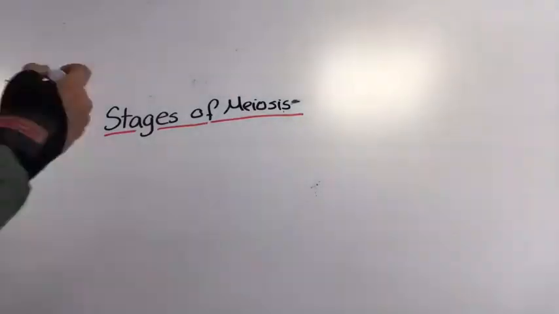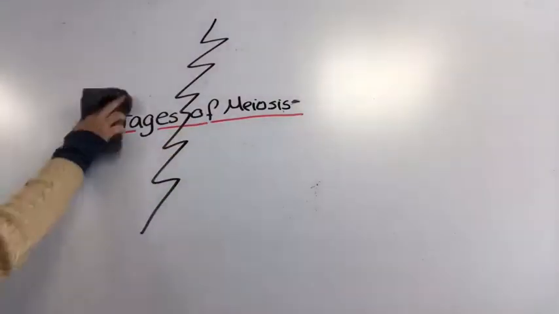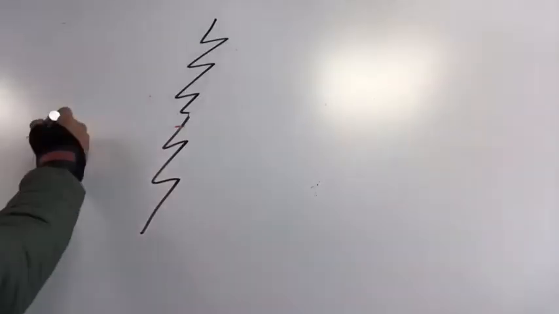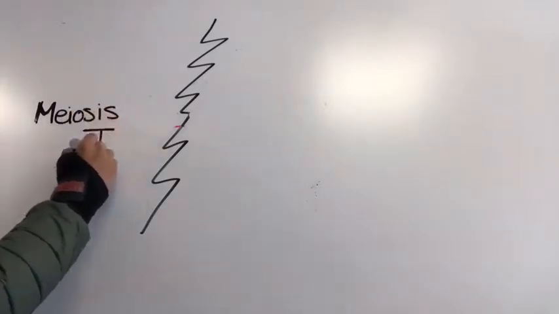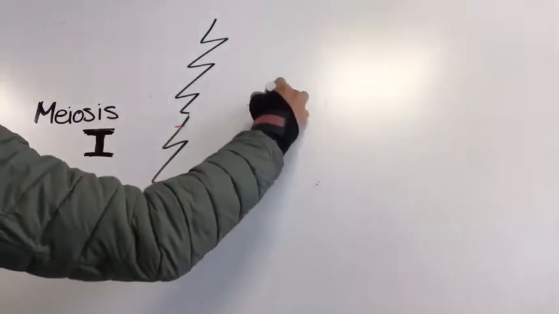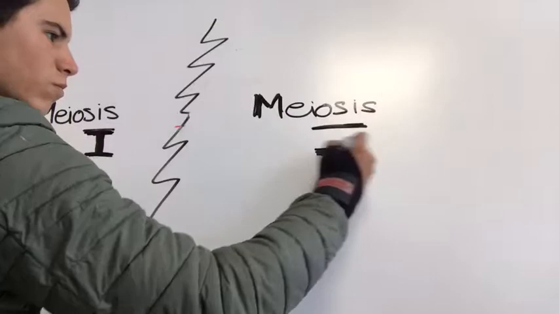We'll start with the stages of meiosis. Meiosis consists of 4 distinct phases: prophase, metaphase, anaphase, and telophase. The 2 divisions of meiosis are separated into meiosis 1 and meiosis 2.